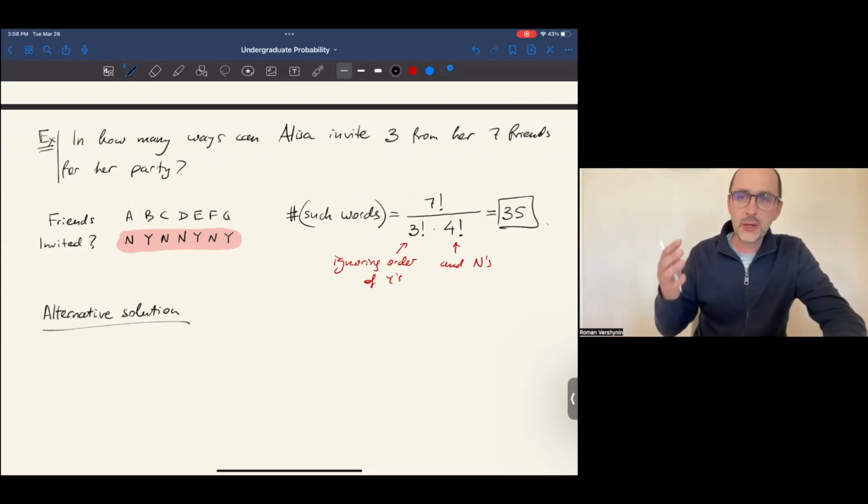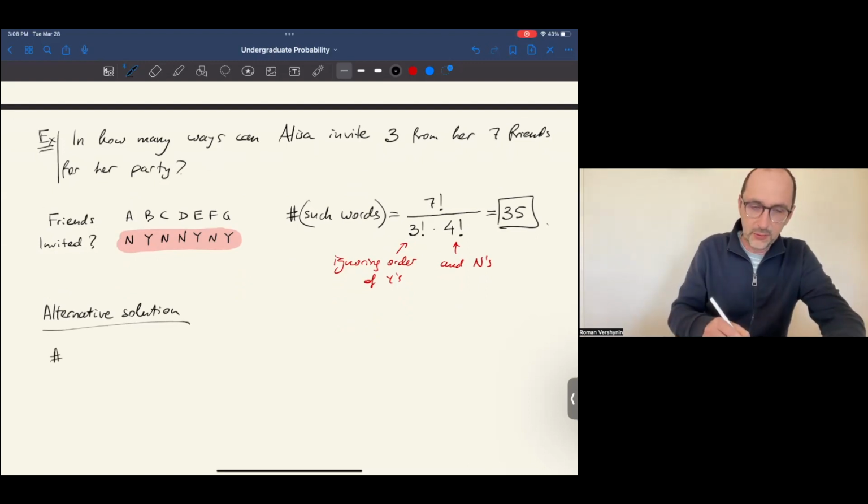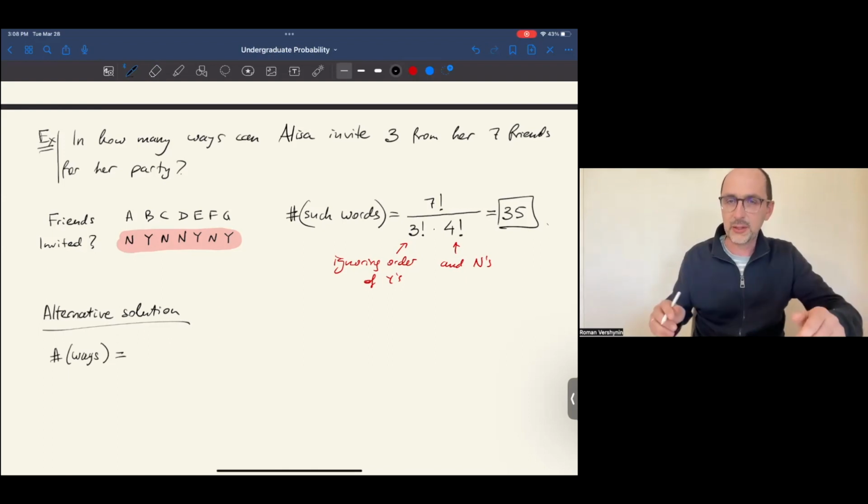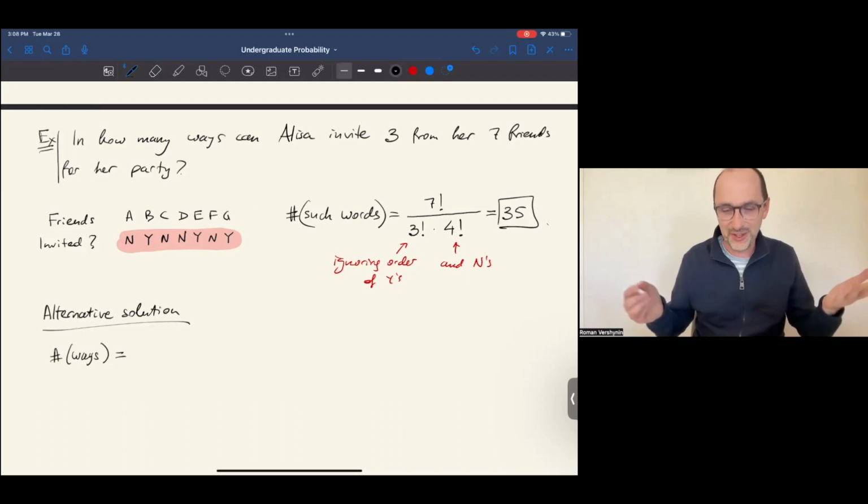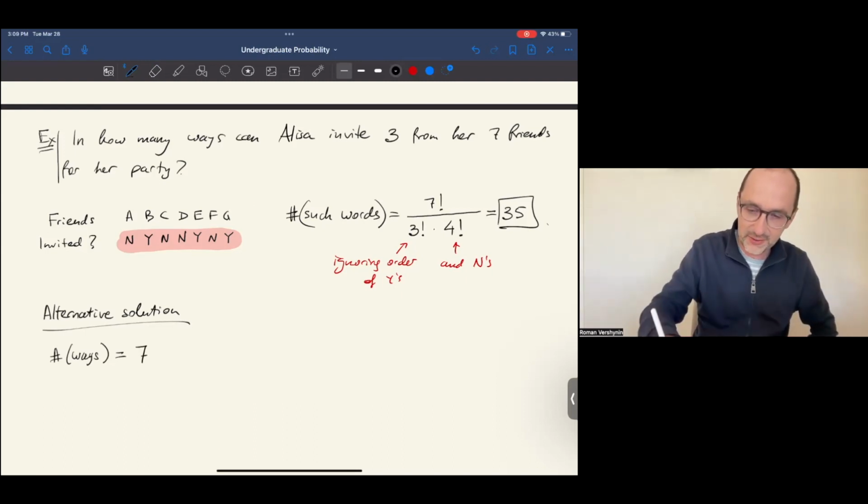You would decide who you are going to mail the invitation to first, who you are going to mail the invitation second, and who you will mail the invitation third. So we are trying to compute the number of ways to invite 3 friends out of 7. You're going to decide who you are mailing the invitation first. Well, how many ways are there to choose? There are 7 friends. There are 7 ways to mail the first invitation.